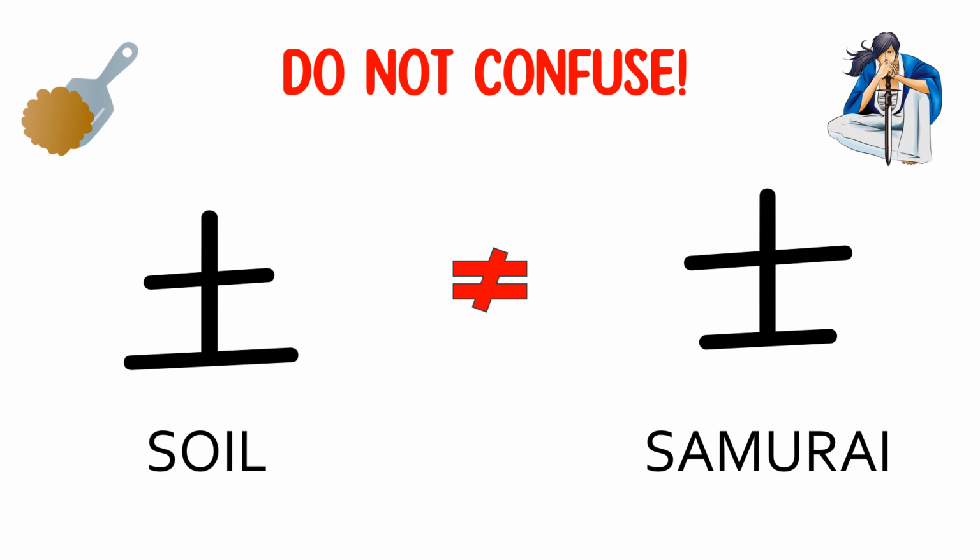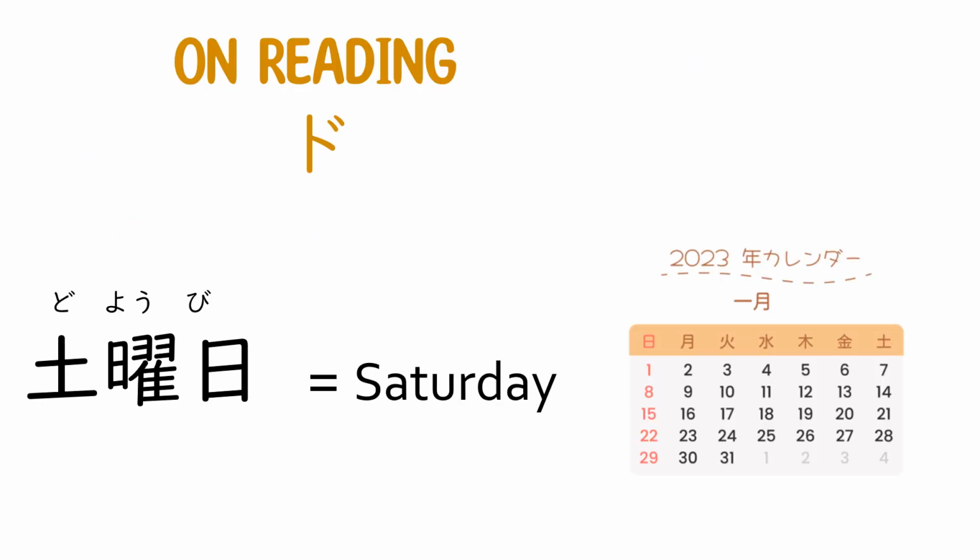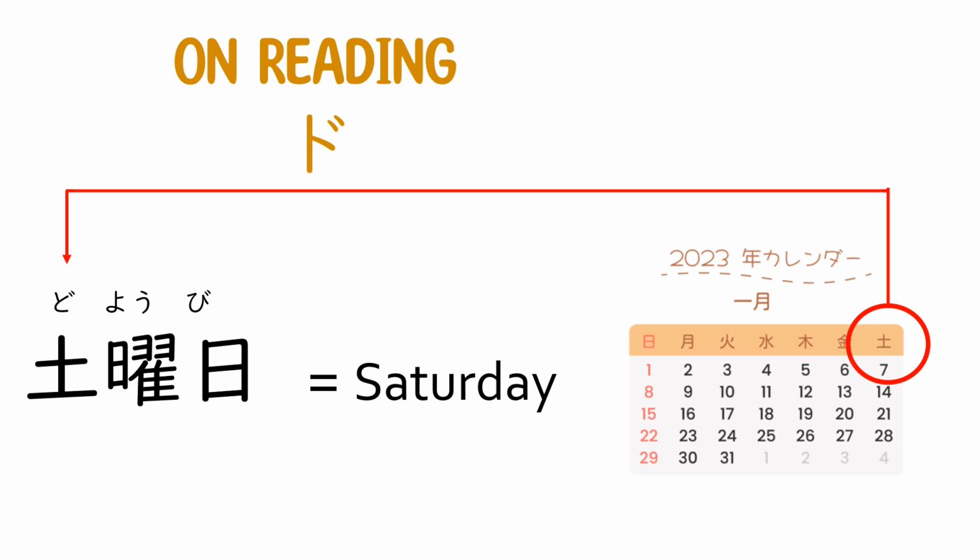Do not confuse the kanji soil with the kanji samurai. Can you see the difference? The top horizontal stroke is shorter in the soil kanji. As for the on reading, we have do, as in the word doyobi, or Saturday. You can see just the kanji by itself in the Japanese calendar to denote Saturday.